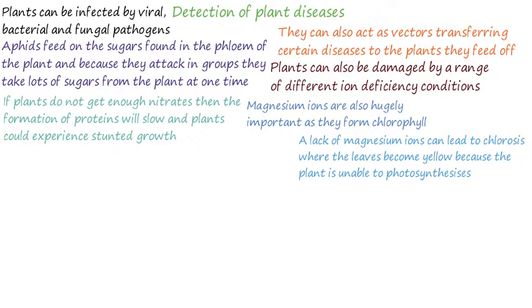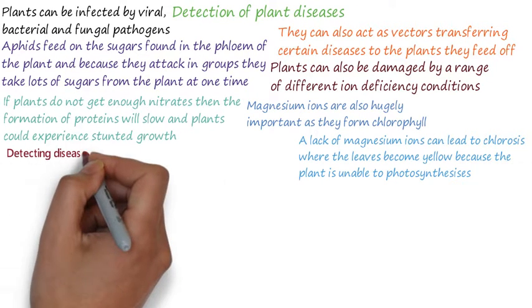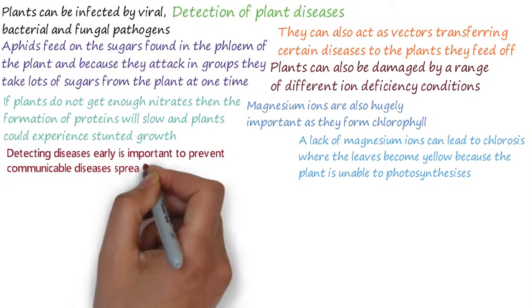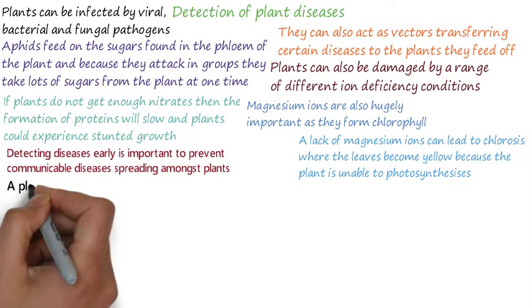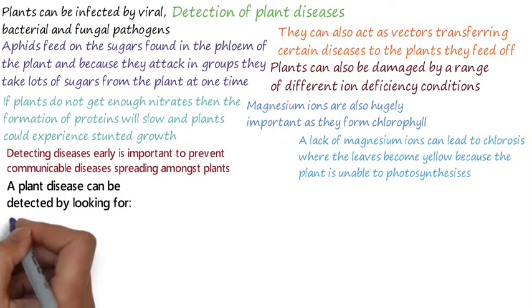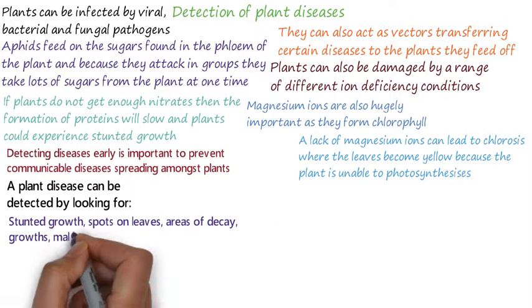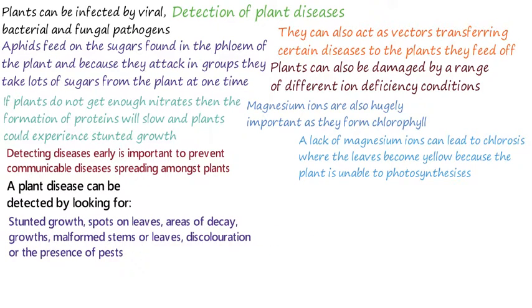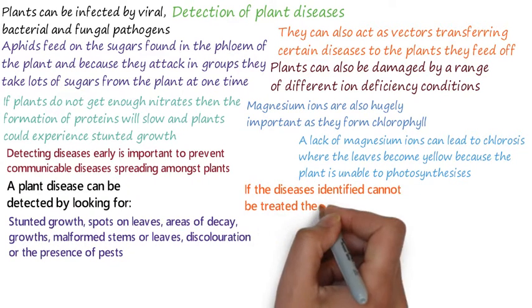Higher tier students need to understand how plant diseases can be detected. Detecting diseases early is important to prevent communicable diseases spreading amongst the plants. Plant disease can be detected by looking for stunted growth, spots on the leaves, areas of decay, growths, malformed stems or leaves, discoloration, or the presence of pests.